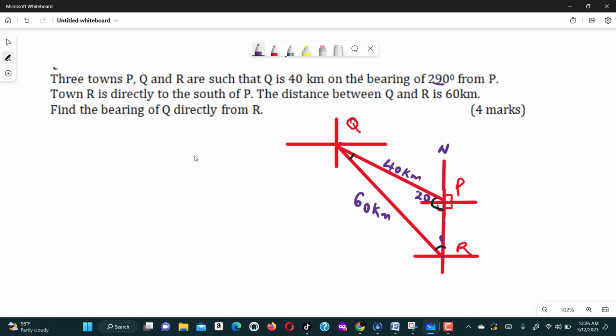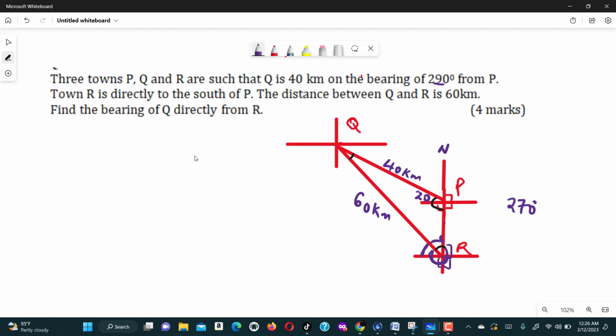kilometers. Now the question is asking us to find the bearing of Q directly from R, which means that we must get the angle between that point. So from here, from that point to this point. So already we have this one, this is 90, this is also another 90, that gives us 180, plus another 90, that gives us already 270 degrees. But what we need to find is only this small angle. So before we find this angle, we must find angle R.